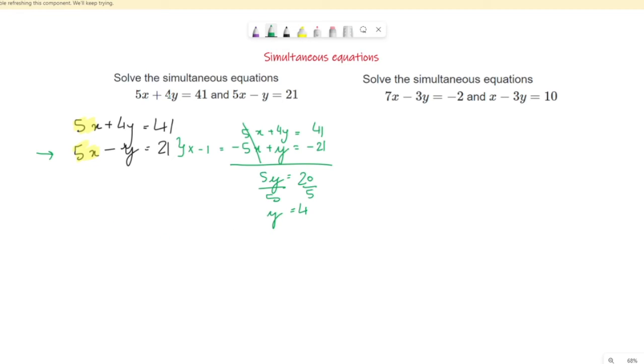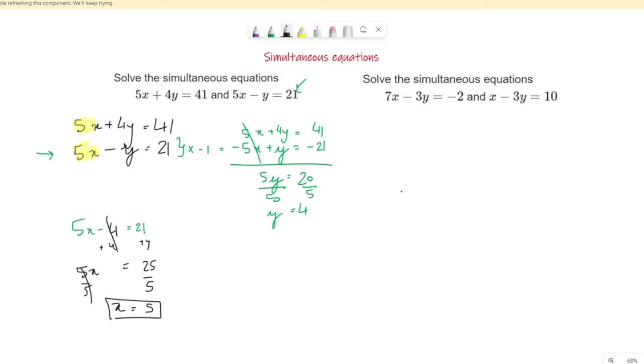Now substitute y in any of the equations. Let's take the second equation. So 5x minus y equals 21. And then in place of y, I will write 4 because y is 4. Now let's solve this two-step equation. Plus 4 plus 4. So 5x equals 25. Divide by 5. Divide by 5. X equals 5. So we got y is 4 and x is 5.